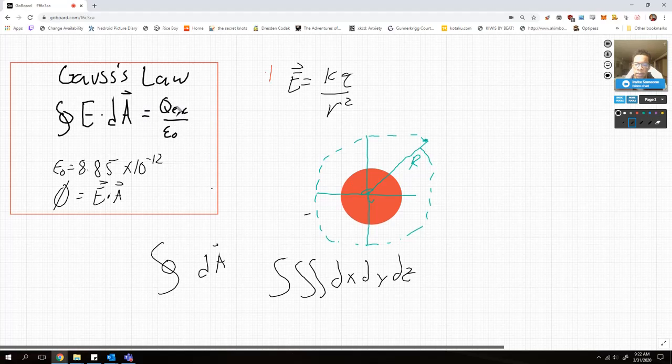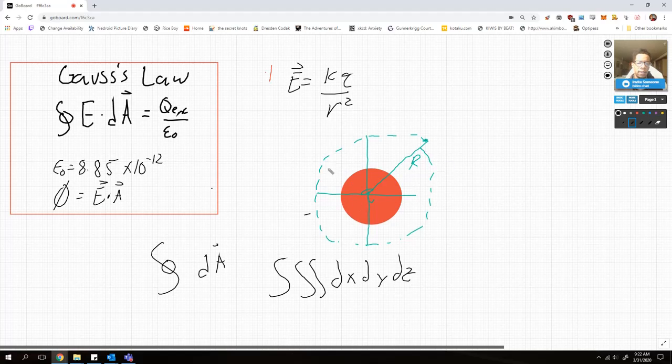Now the next part is this Q enclosed. What this means is the quantity of charge that I have enclosed. So I've circled it with my Gaussian sphere, which is going to be this blue dotted line that I've drawn. This red is going to be my physical sphere.